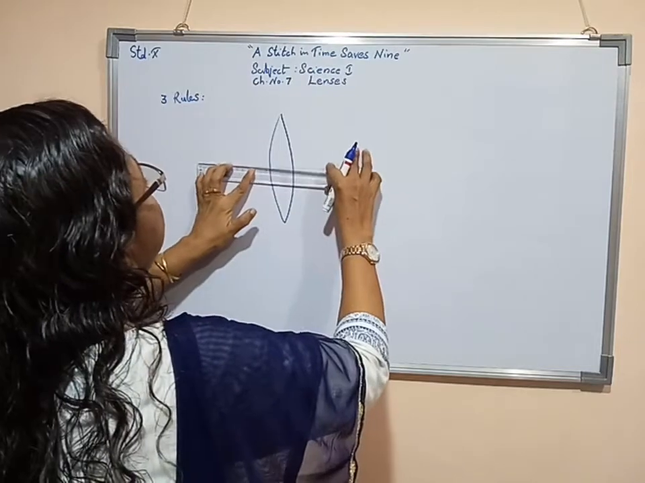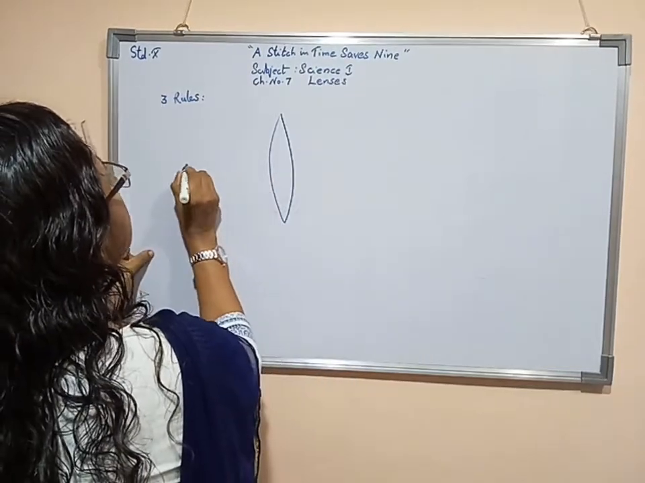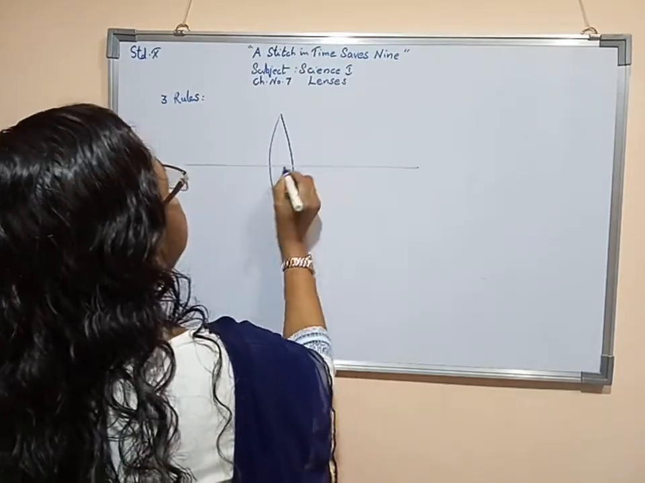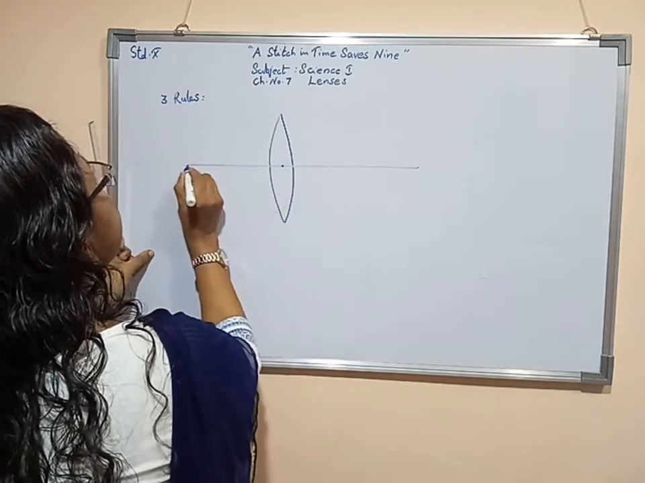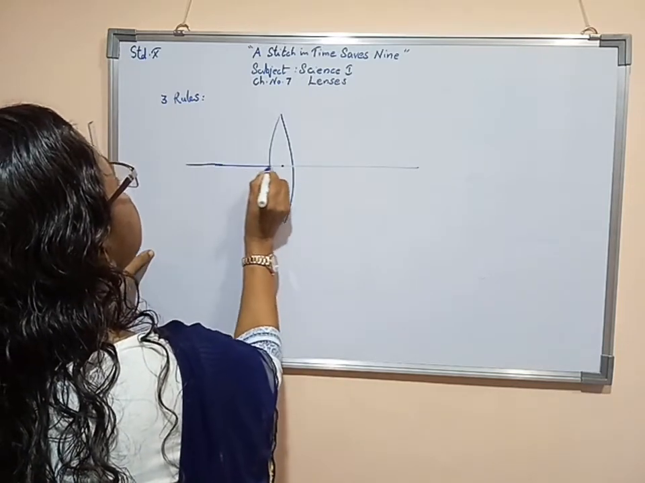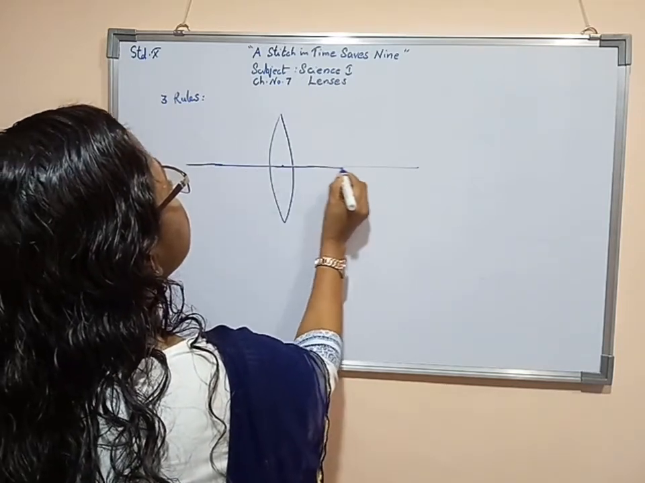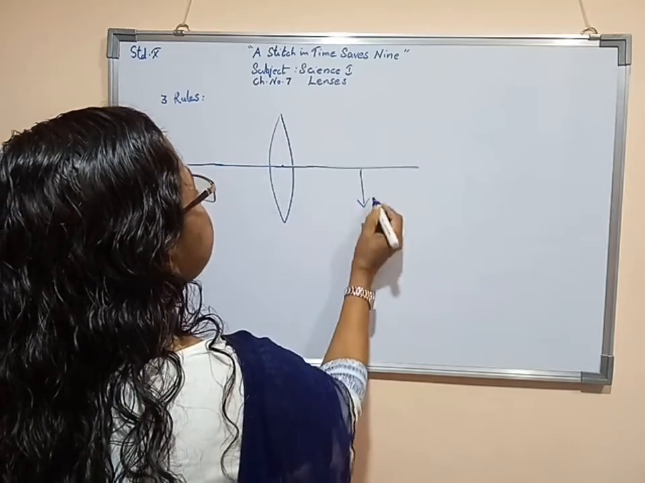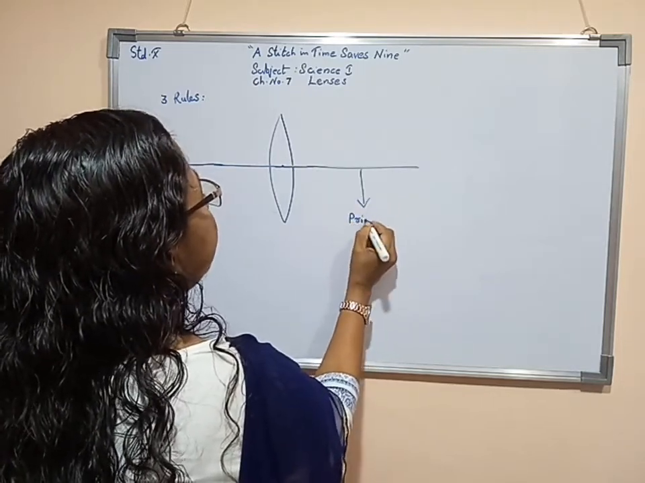Now first I am drawing the principal axis of the lens. We can say this is the principal axis of the lens.